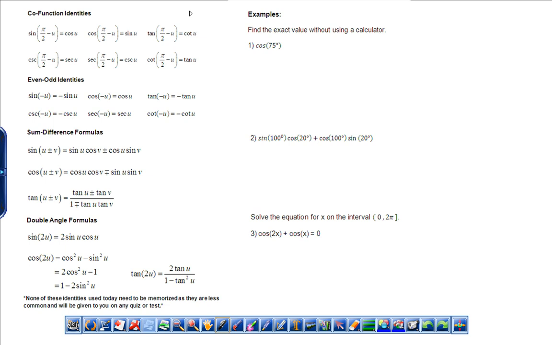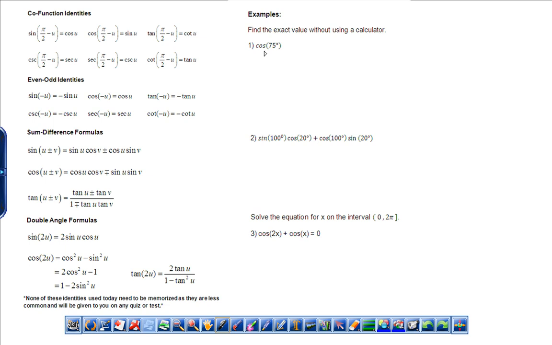Okay, first of all, I want you to notice all these functions over here: cofunction, even, odd, sum and difference, and double angle. You will never have to memorize these, and here I will always give them to you if you use them. You will be using them in higher maths and definitely in college. Okay, so these examples on the right side go along with what we're doing in class.